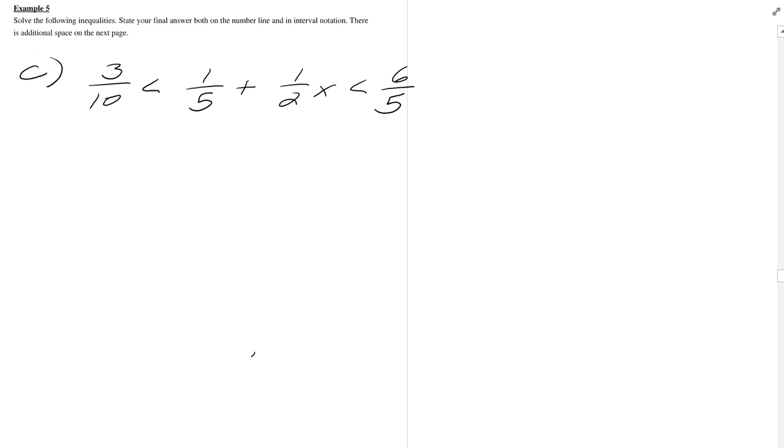So the question is, what is my LCD of all fractions? In this case, it would be 10, right? So just like you would with an equation, what you want to do is multiply each part of this problem by 10. So it literally works the same as before, as what we did in another video. So I'm going to leave you guys to this. Go ahead and try it on your own. Hit play when you're ready.